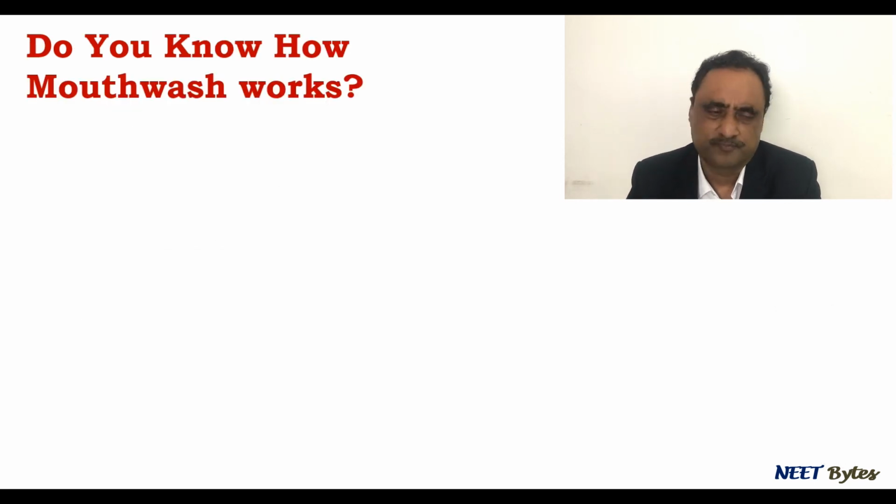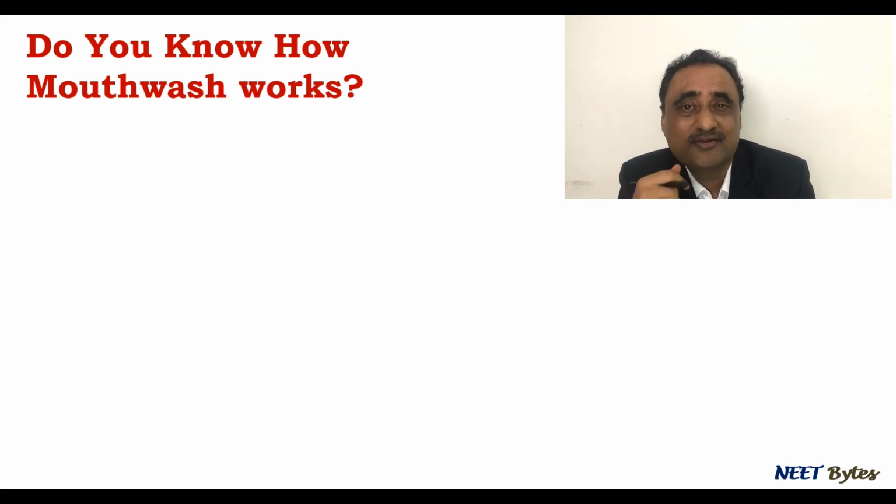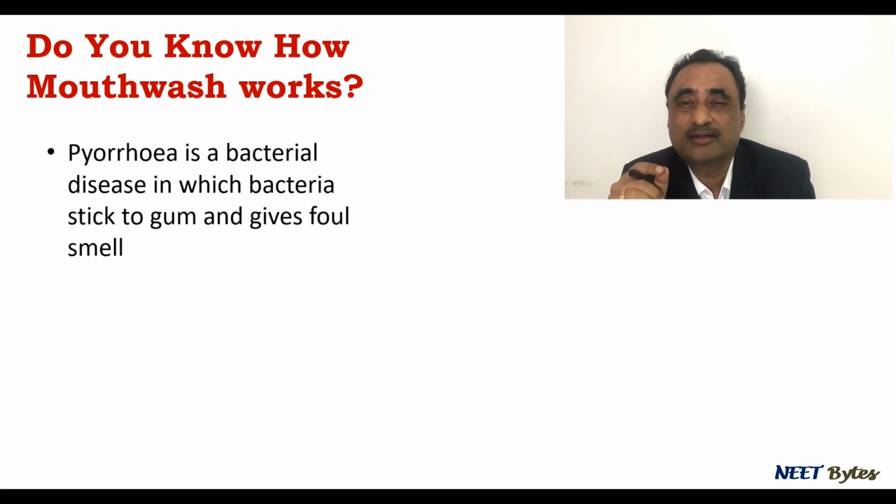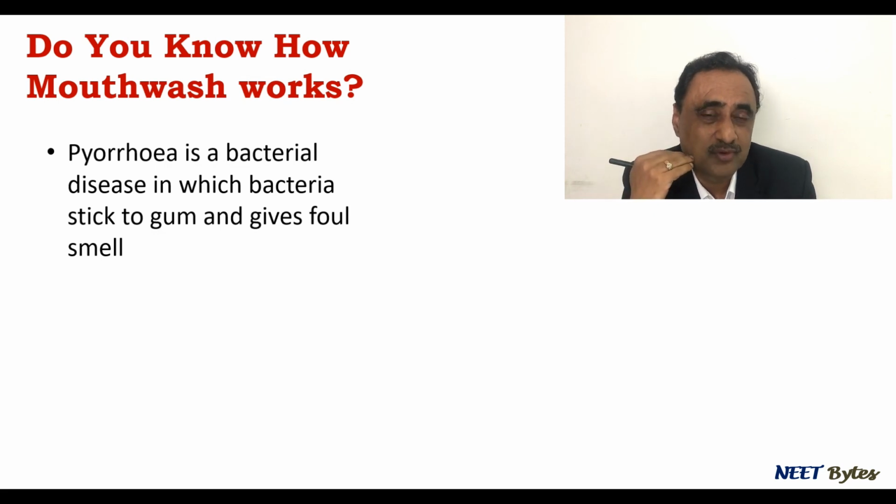There is one question. Do you know how our mouthwash works? Because you know, we use mouthwash to get rid of the bad smell of our mouth. Okay, and what is the reason behind the bad smell of our mouth? The reason being one of the diseases we call pyorrhea. Okay, so pyorrhea is a bacterial disease. What happens? Here bacteria attach to our gums, okay, and since they are attached to our gums, right, the foul smell is actually coming out of them.